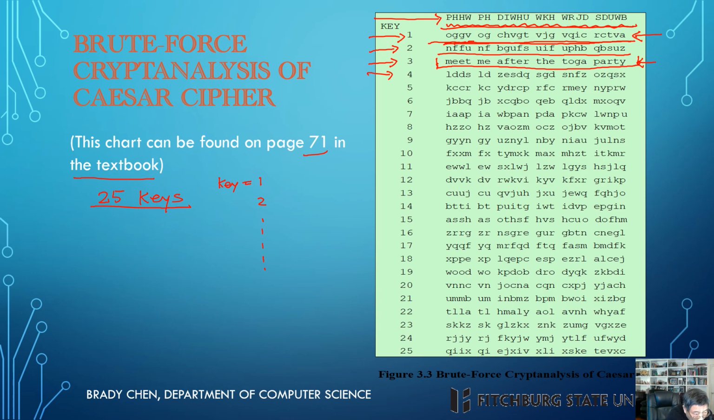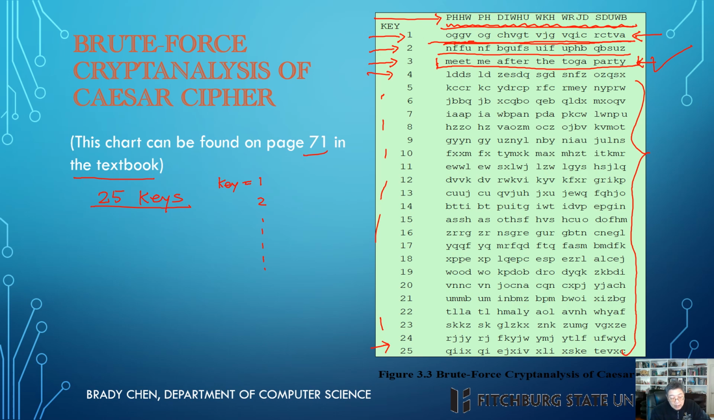Okay, now if we continue to do this for the remaining keys, we'll find out none of these are actually readable. So that's the one. Now, it sounds so simple, and the original key is 3, right? And we actually decrypt the message.